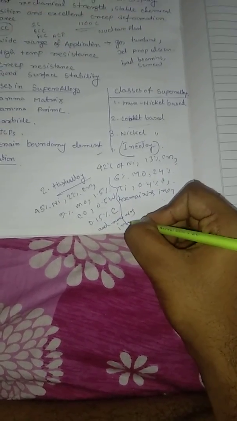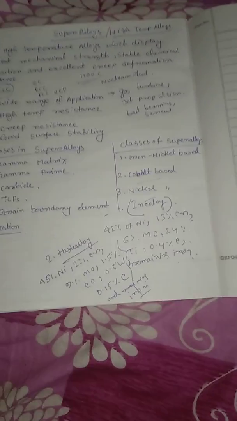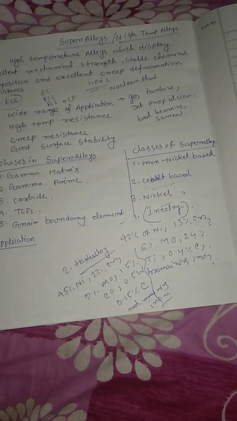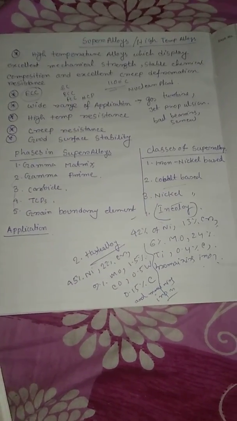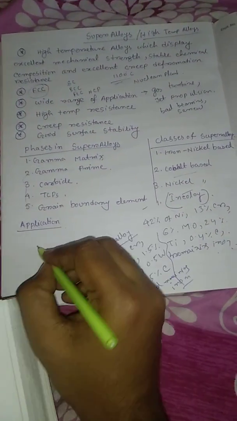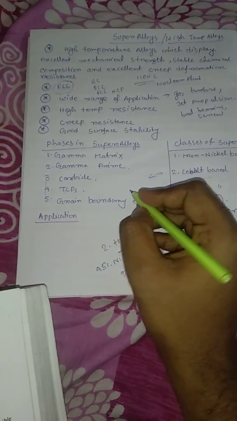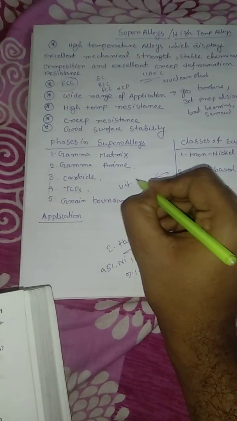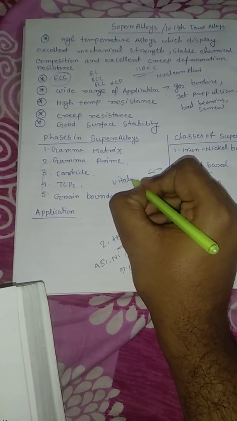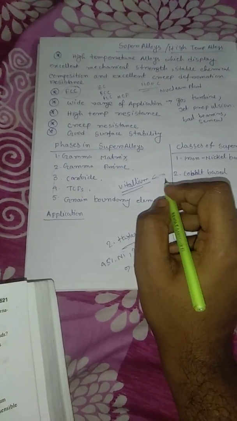So the question will come: give me examples of nickel based superalloy. The examples are Incoloy and Hastelloy. These are the most familiar, common types of nickel based alloy. Another type of alloy is sometimes called Vitallium, whose main constituent is cobalt. The next example is cobalt based alloy, and the main alloy is Vitallium.